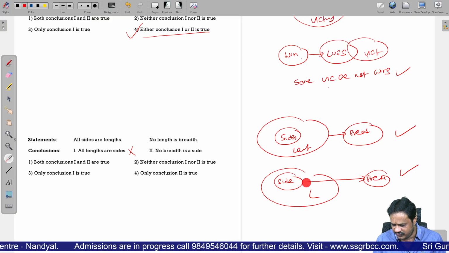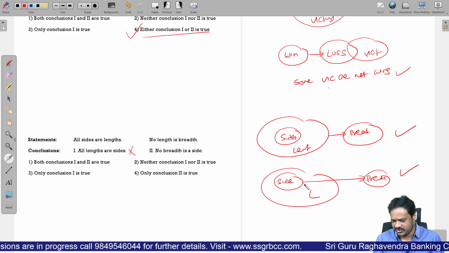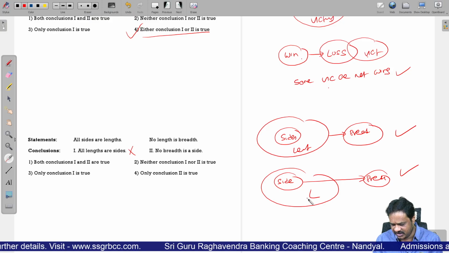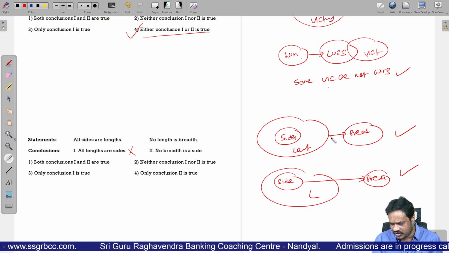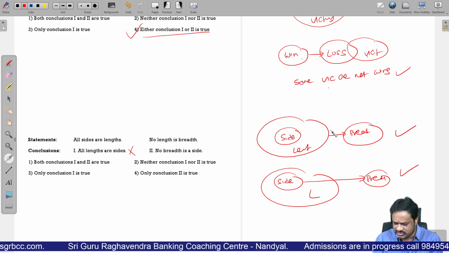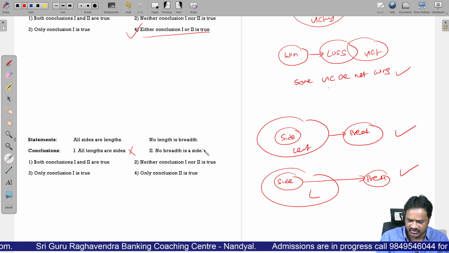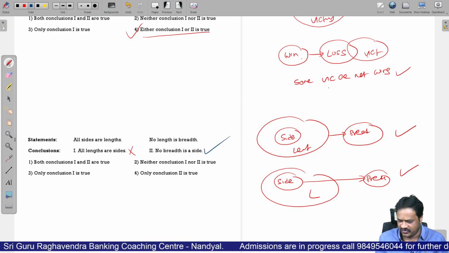When there is no for the inner circle, the difference to observe here is that this one is the outer circle and this one is the inner circle. If no is there for the inner circle, for the outer circle some not will follow. That means here some length is not breadth will follow. If no is there for the outer circle, for inner circle also no definitely follows. Here no breadth is side definitely follows.